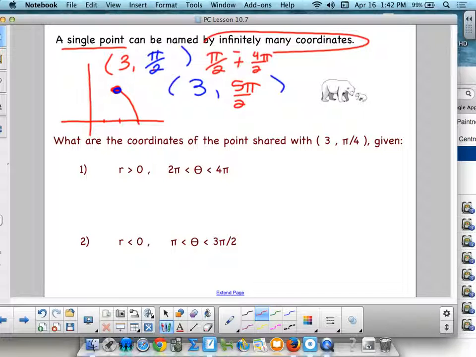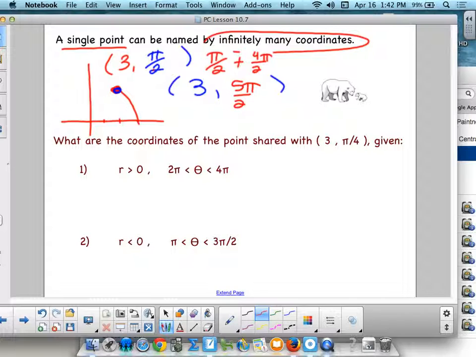So what if I want another one? Add another 2 pi. So really what it is, add 2 pi, add 4 pi, add 6 pi, add 8 pi. Just add even pi's. 2 pi, 4 pi, 6 pi, 8 pi. Just do that and you get the answer every time. Okay, so here comes your problem.